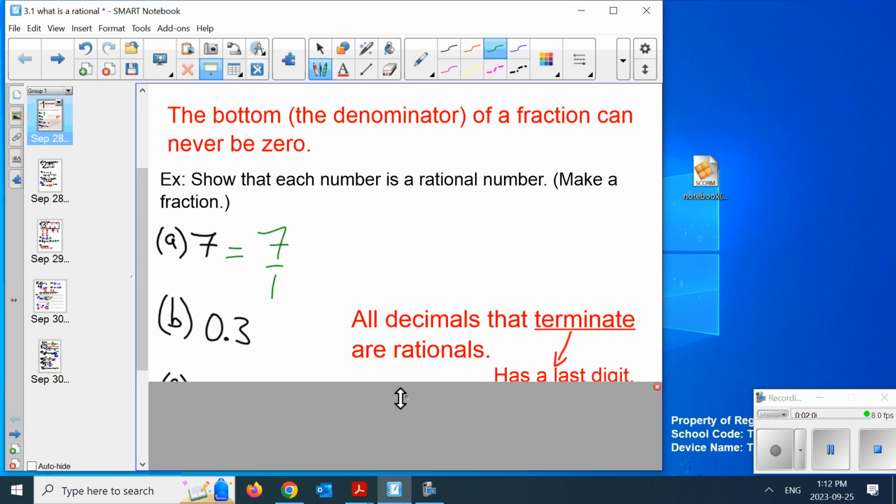All decimals that terminate are rationals. It has a last digit, that's what terminating means. We're going to do this one right here. I'll write this down, and I want you to jot it down and come up with an answer, and then we'll talk about it.